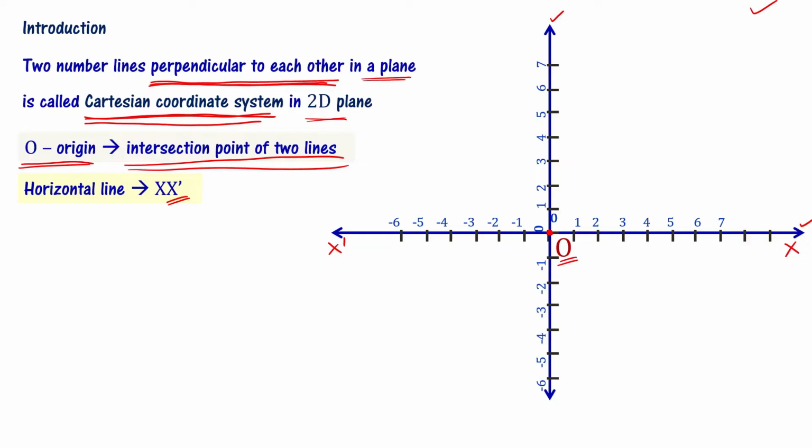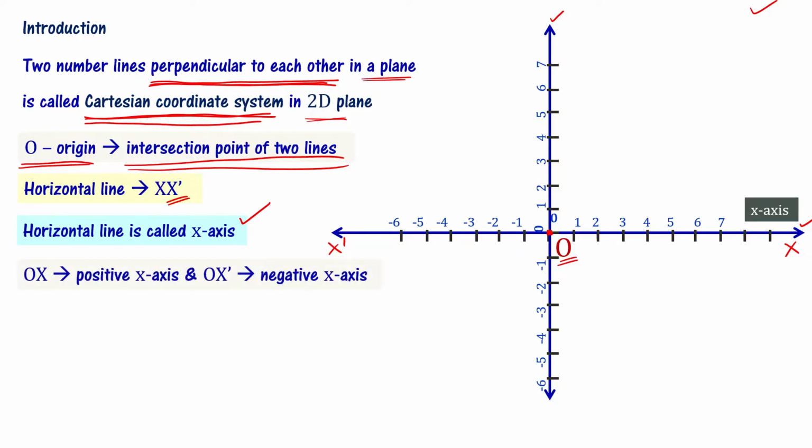So on the horizontal line, I have marked x and x prime, right? This horizontal line is also called x-axis of the coordinate system. Please note this. This is called x-axis of the coordinate system. Horizontal line is called x-axis of the coordinate system. Here, if you see O to x, this is the positive part of the x-axis.